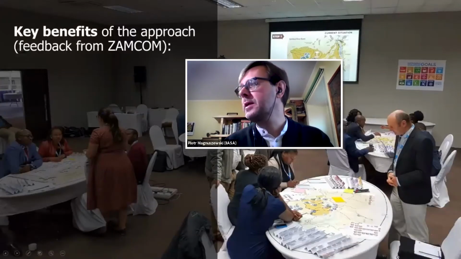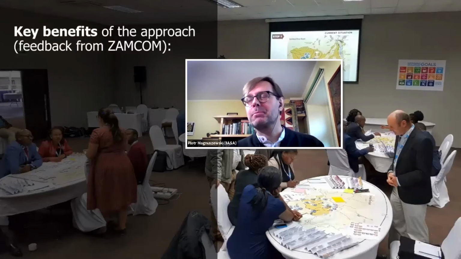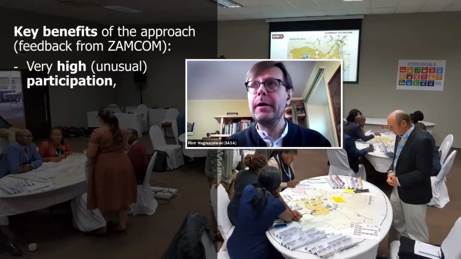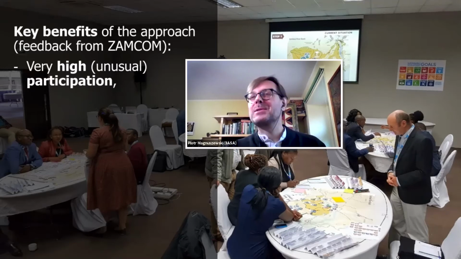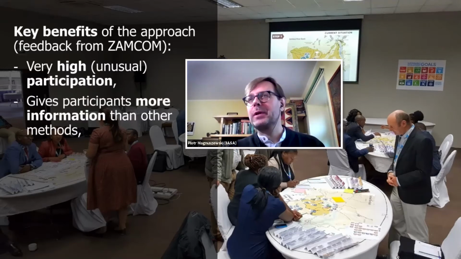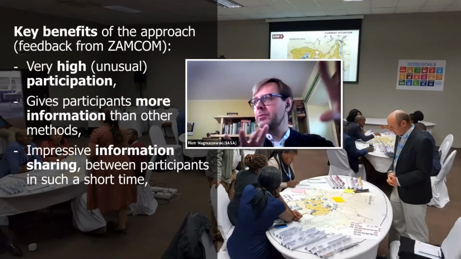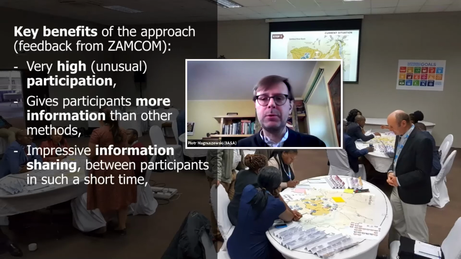So participants indicated to us the key benefits of this approach. We got fantastic feedback from the Zambezi River Commission that there was very high, even unusual, participation with this method. It gave participants more information than other methods they have experienced, and very impressive information sharing. It wasn't only going one way, it was happening in different languages at the same time, and exchange in different small breakout groups.